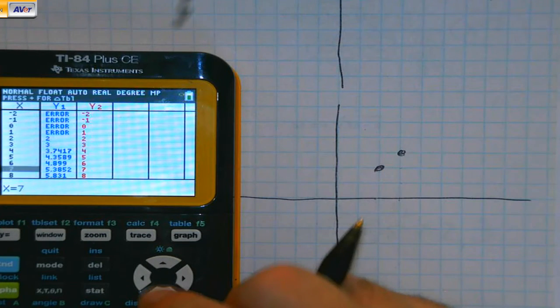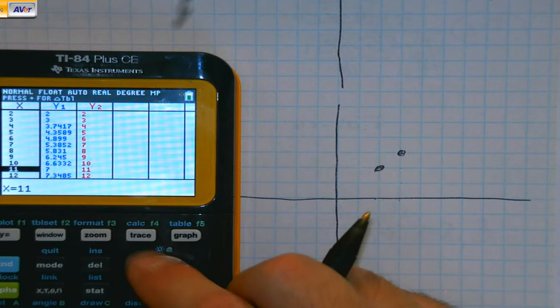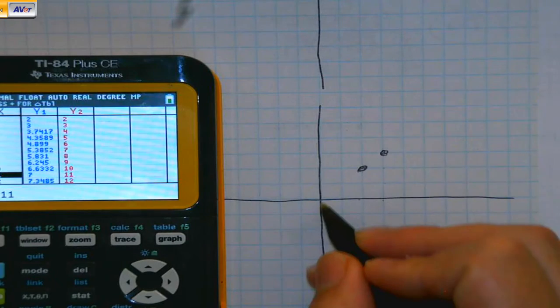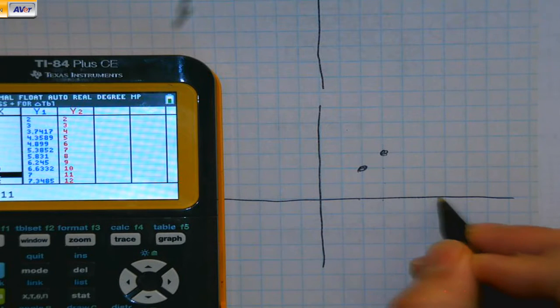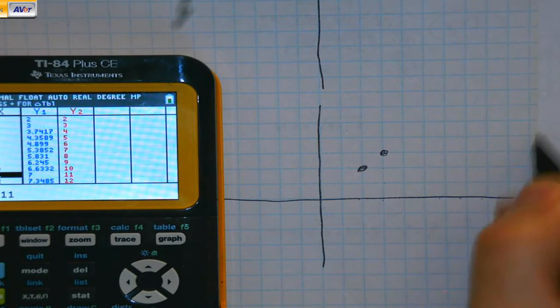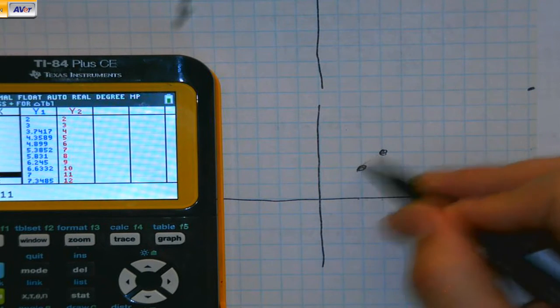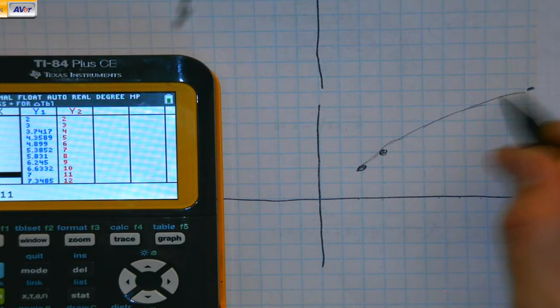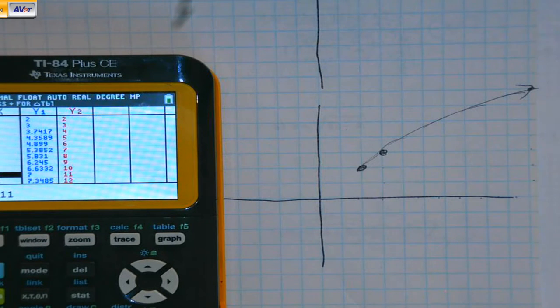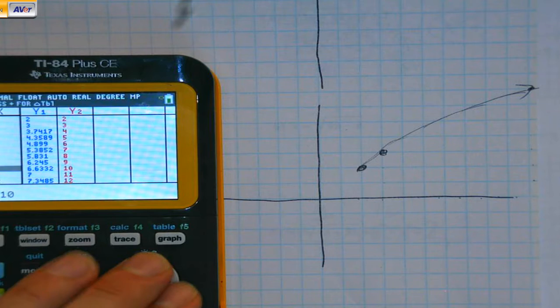Am I going to get any more in here? 11, 7. Now let's see if I can fit this. 1, 2, 3, 4, 5, 6, 7, 8, 9, 10. 1, 2, 3, 4, 5, 6, 7. So I can kind of sketch that one in.